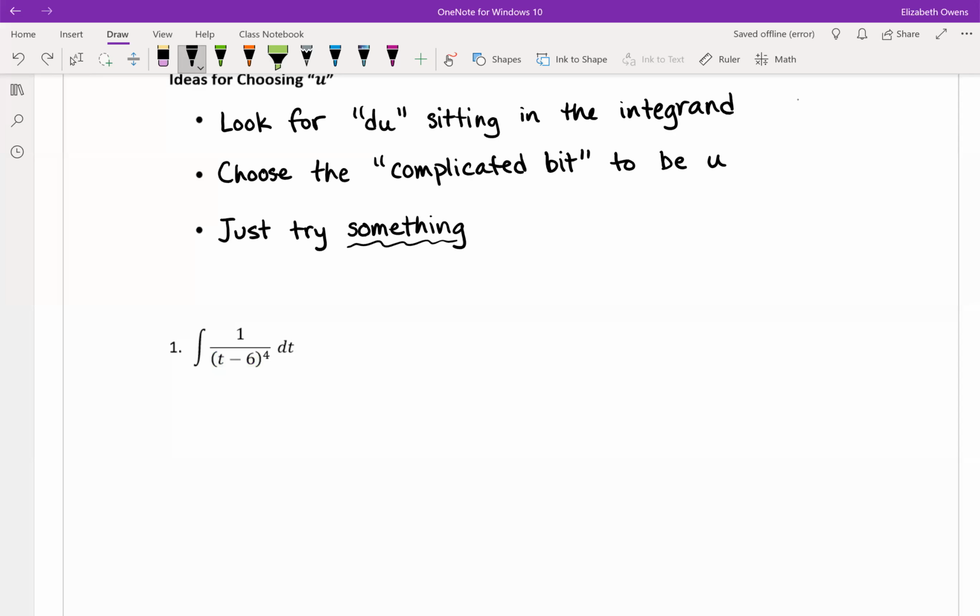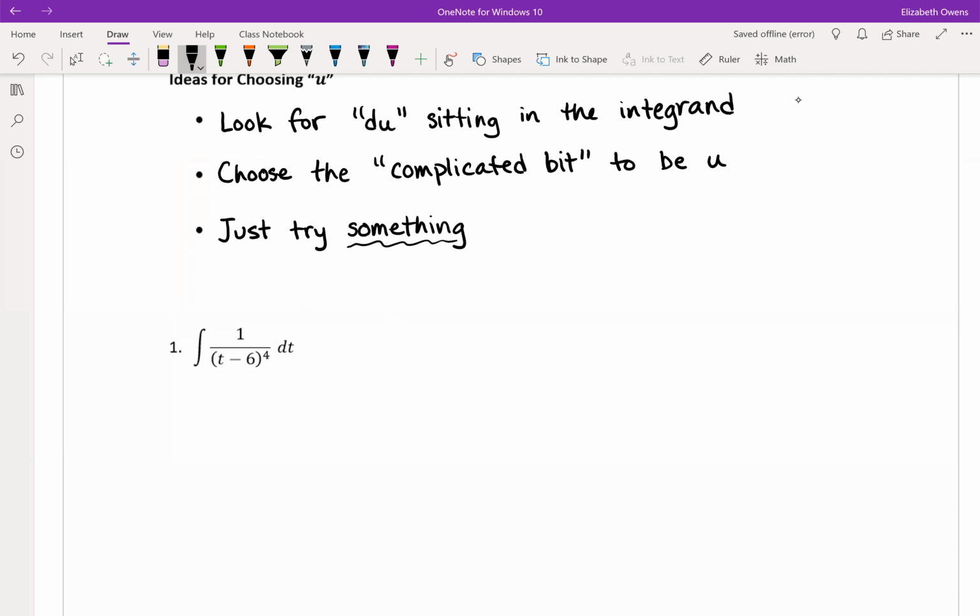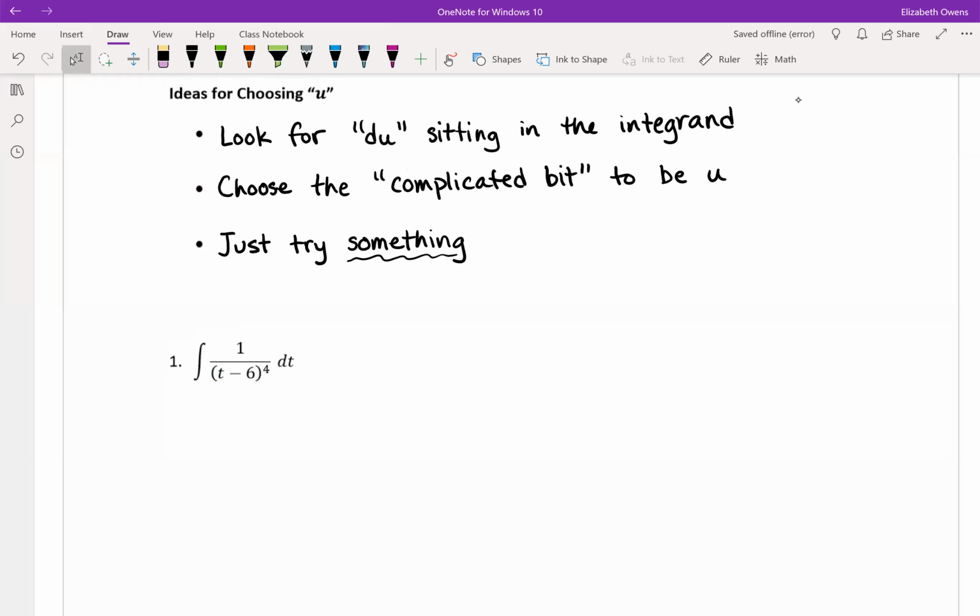Because if this was 1 over t to the fourth dt, this would not be so much of a problem. You'd just turn that into a negative exponent and you'd find your antiderivative. So that would be totally cool. So let's make that part that's complicating this integrand into our u choice. Let's let u equal that t minus 6.